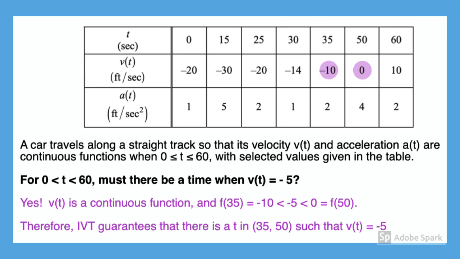But the long answer is how you have to write it correctly. So first, you have to specify that v of t is continuous, because the intermediate value theorem wouldn't apply if it wasn't continuous, because a non-continuous function could skip some y values. Then you have to explicitly state that -5 is between -10 and 0, or it's between f of 35 and f of 50. Therefore, and then you want to cite the name of the theorem, the intermediate value theorem guarantees that there's going to be a t in that interval 35 to 50, so that v of t is -5. And since 35 to 50 is in 0 to 60, then there has to be a time when v of t is -5.